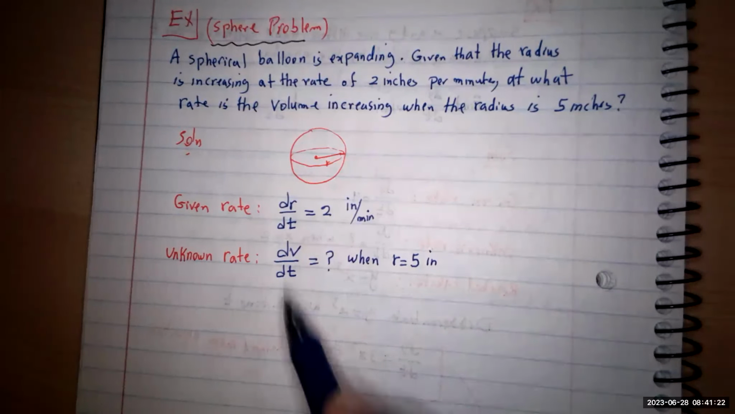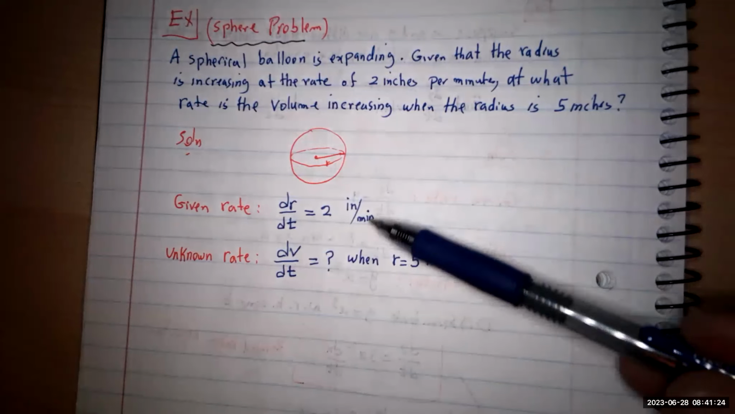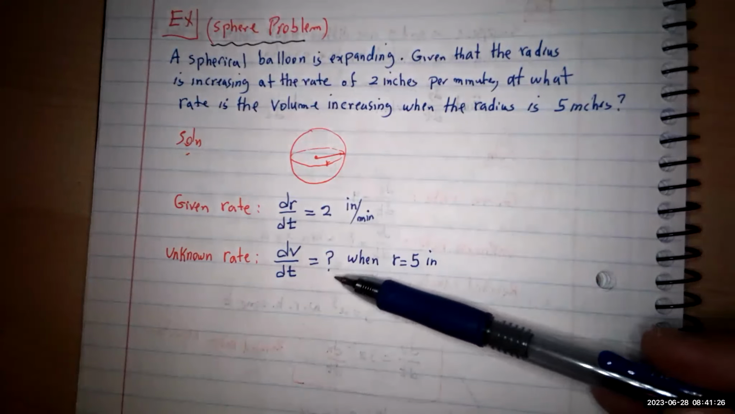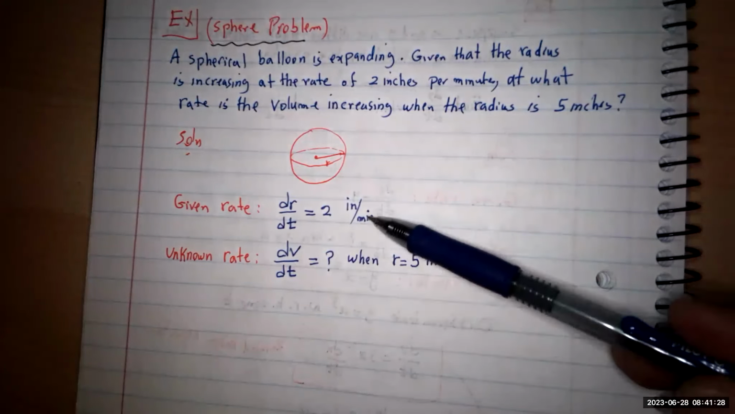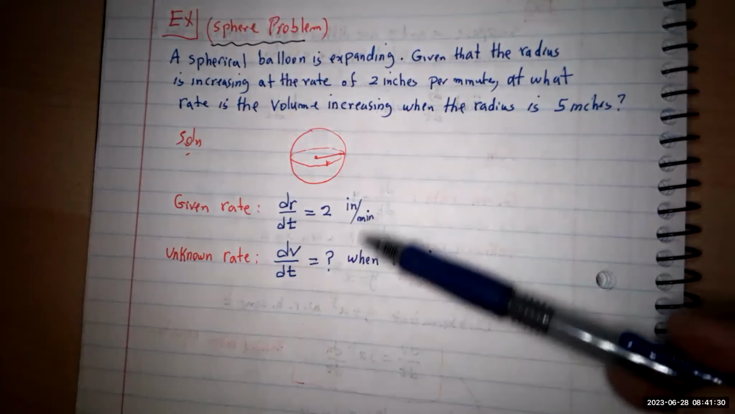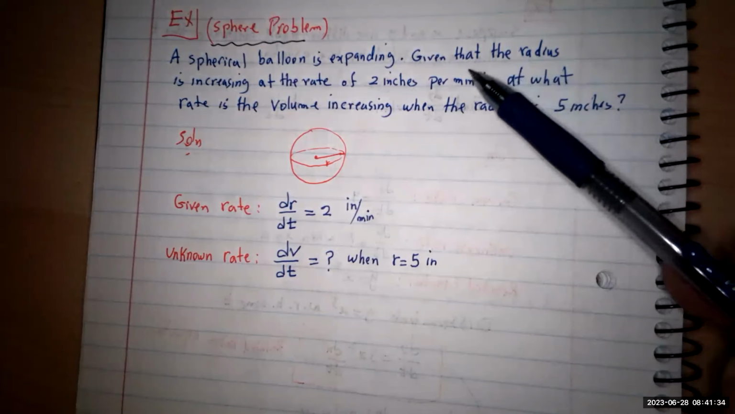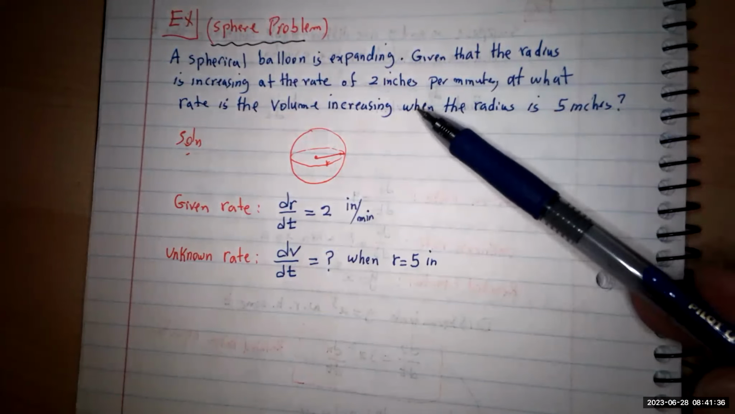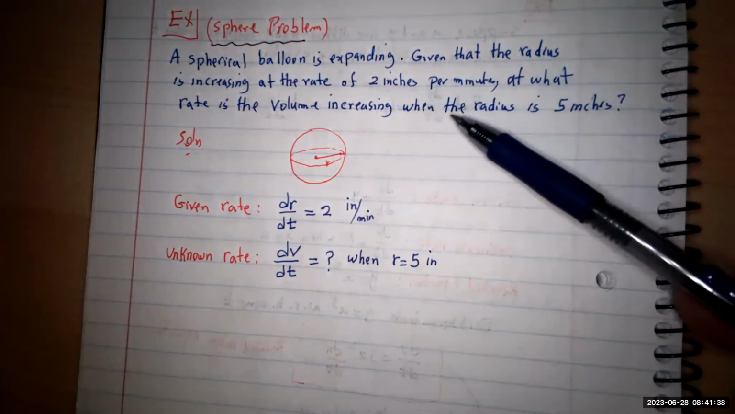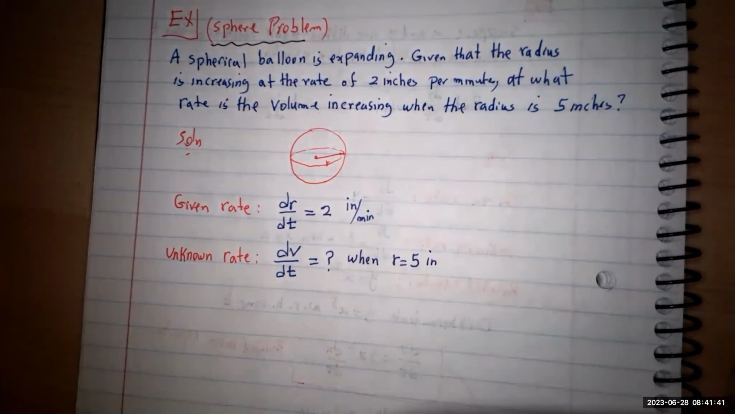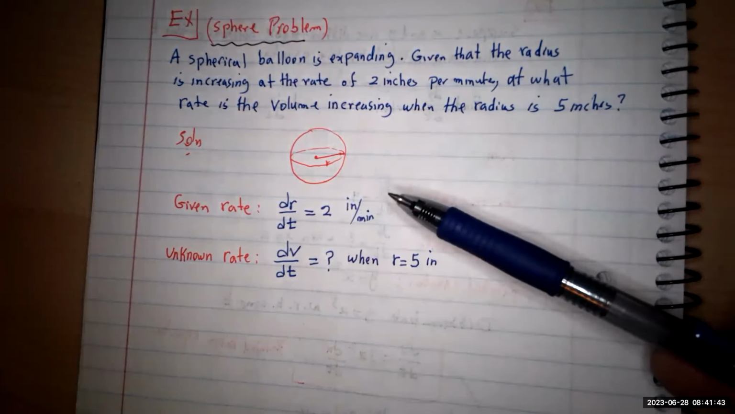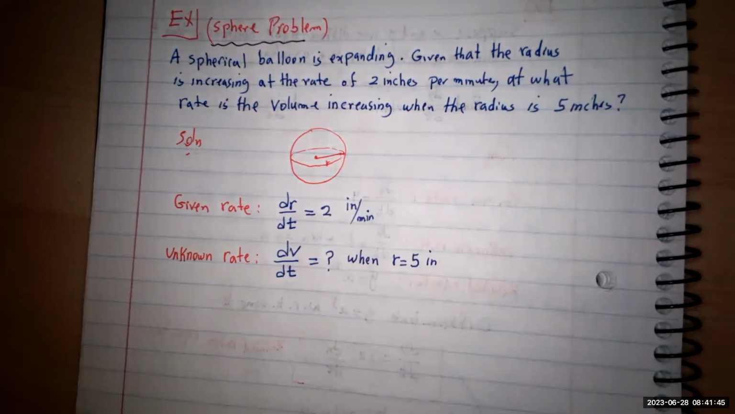Sometimes they switch it and you have it in your book. Sometimes the rate of the volume would be given to you and they ask for the radius. Okay, so two possibilities. So read it carefully to see it. This one is clear. Given that the radius is increasing at the rate of 2 inches per minute, means the dr/dt is given to you. But if this is going to be the other way around, just make sure you get it right. Okay, any question?